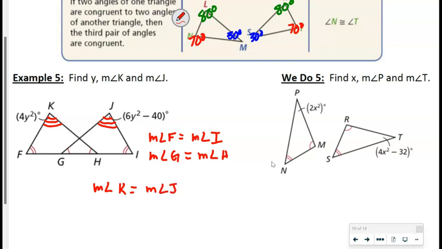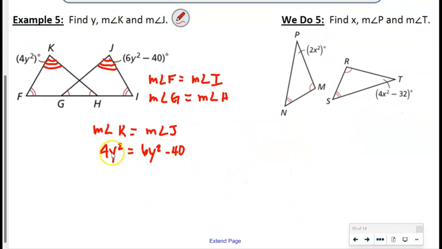J. So that's going to give me 4y squared equals 6y squared minus 40. So we have some like terms here. The 4y squared and the 6y squared are like terms. So I'm going to move some stuff around here. I'm going to subtract the 6y squared. I don't usually do that, but I'm going to do it just because I don't want to have to move things twice. So when I do that, that gives me negative 2y squared equals negative 40, because this is now gone.